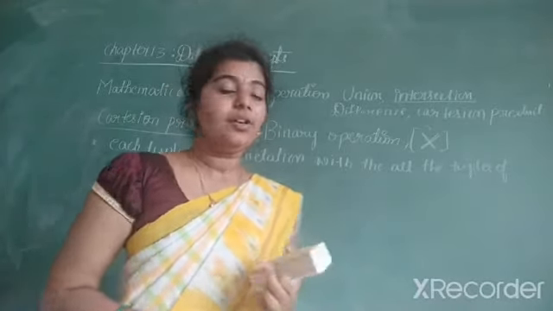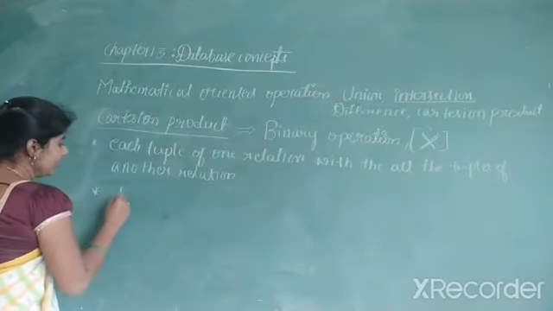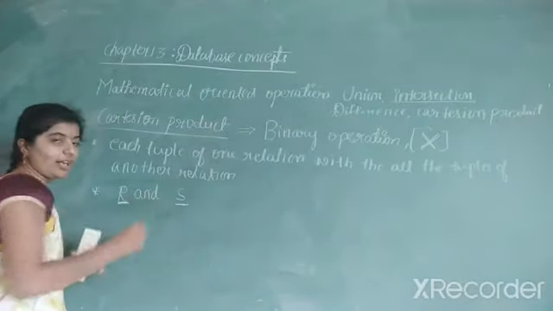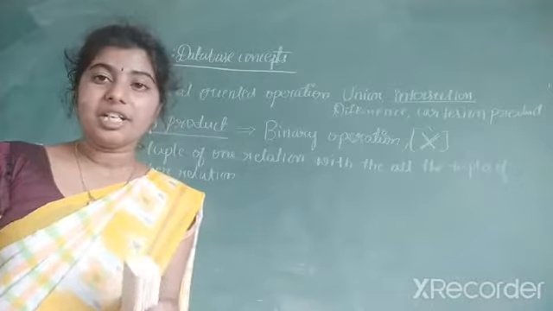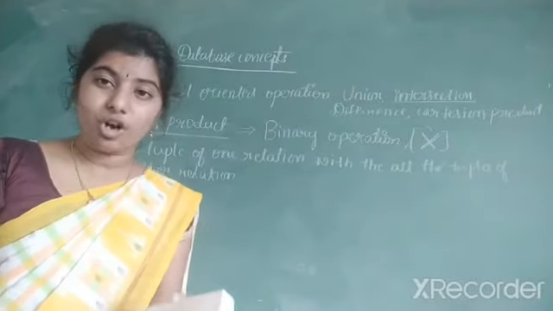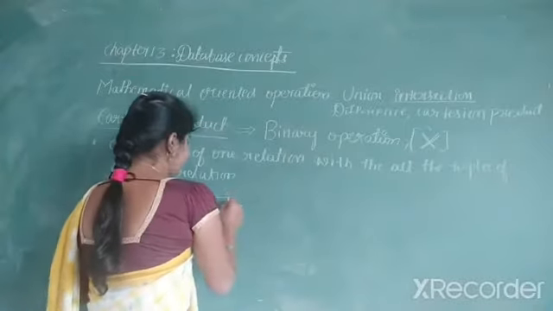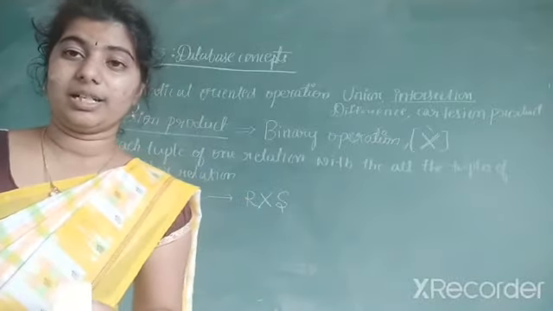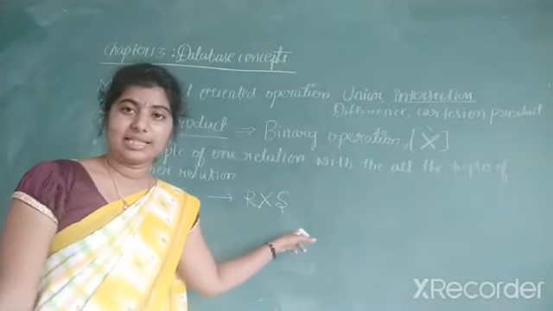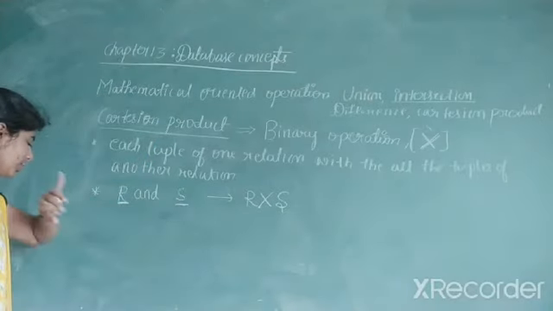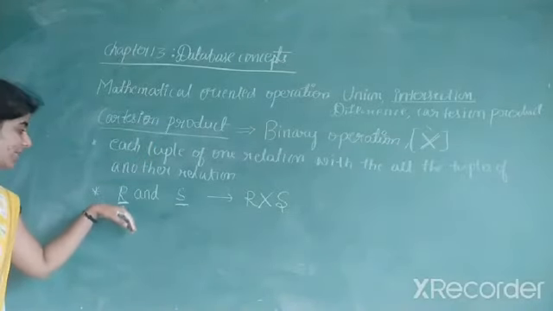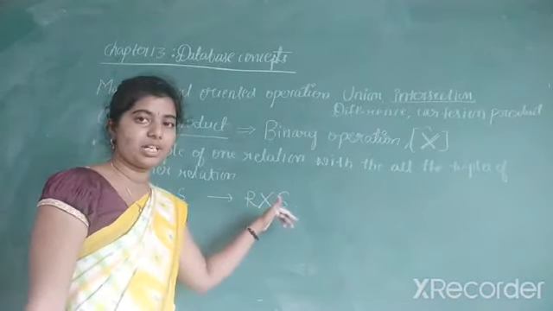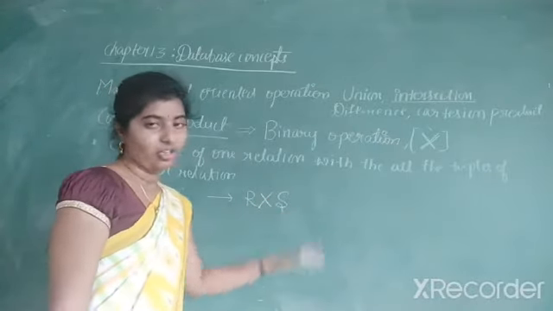If you consider the relation R and the relation S, consider there are two relations, one is relation R and another one is relation S. The Cartesian product, also called the cross product, can be represented as R cross S. Clear? Assume that there are two relations, one is relation R and the other is relation S. The Cartesian product between these two relations is represented by R cross S.